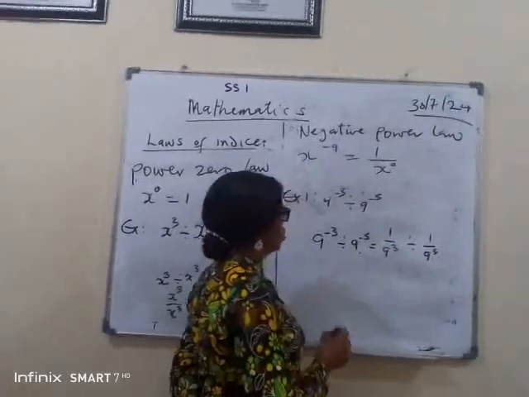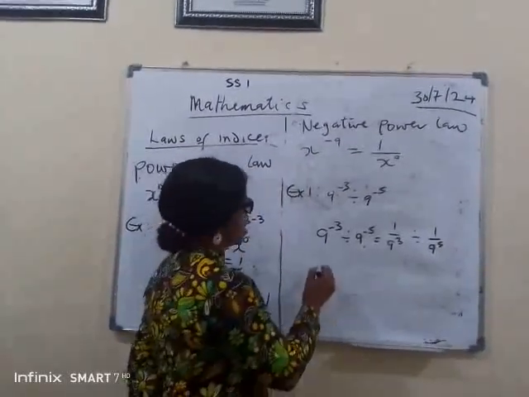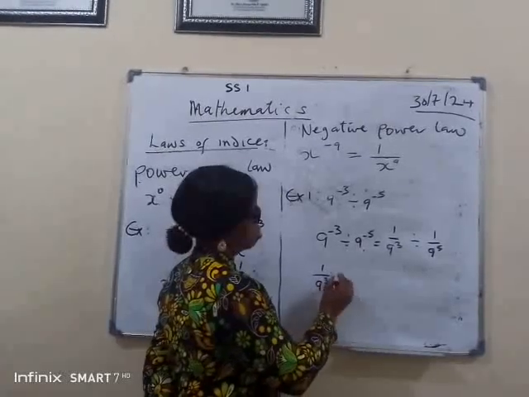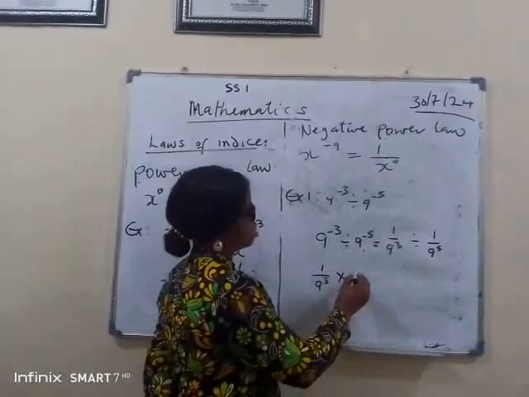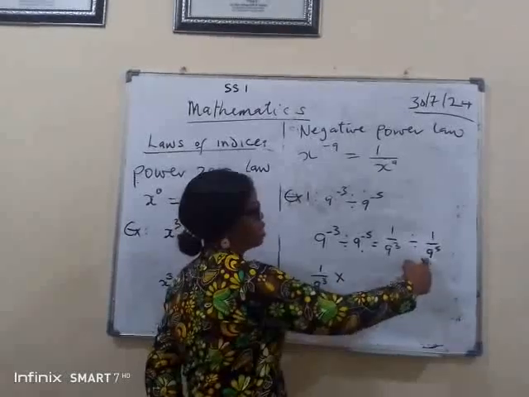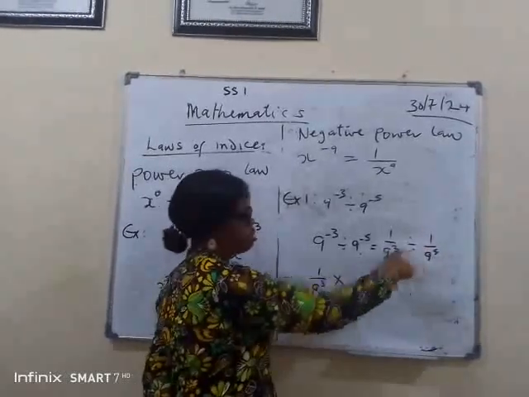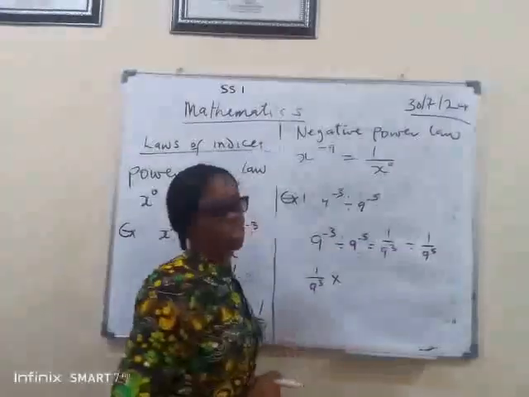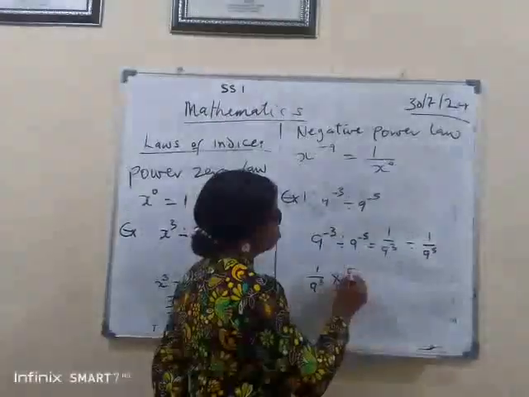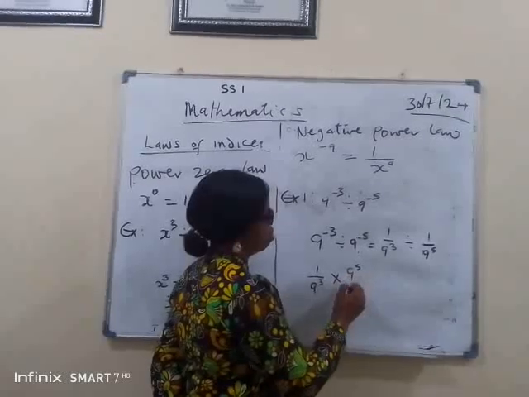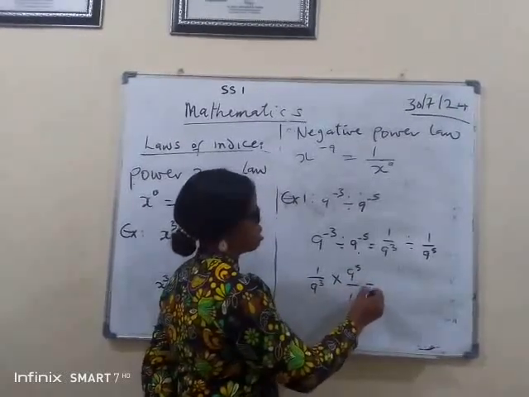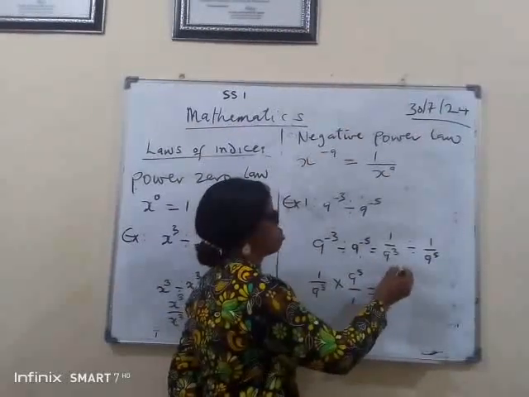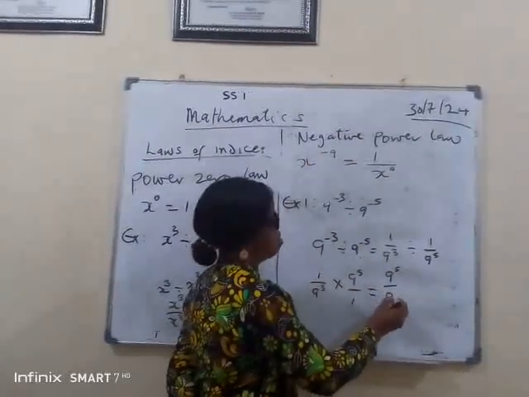You know, in mathematics, I can solve it like this. 1 over a raised to power 3 multiplied by, I now invert this. In mathematics, when you are changing your division to multiplication, you invert the next fraction. Now, it will become a raised to power 5 all over 1. In that case, this multiplied by this will give me a raised to power 5 all over a raised to power 3.